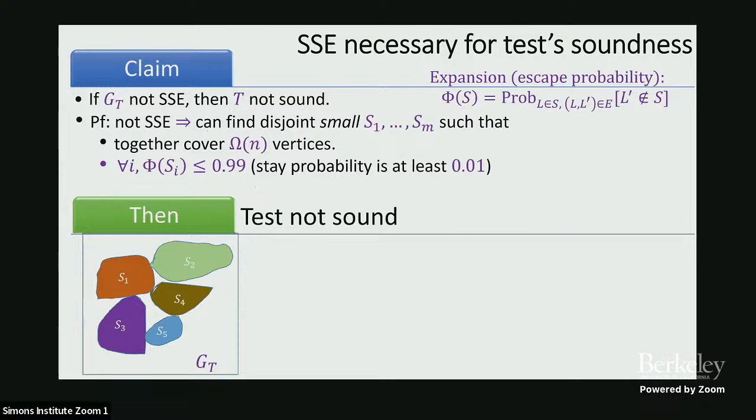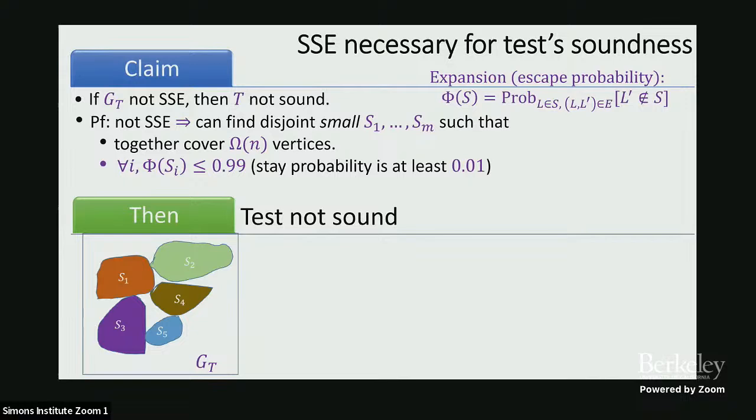So let's prove it. Suppose this graph G_T is not a small set expander. Therefore, it means that I can find some small set that has a lot of edges inside it. For most sensible tests, they have some symmetry groups. So once I have one set, I can find many sets. So let's say that I have a bunch of sets S1 to Sm that are disjoint, that together cover a large fraction of the vertices, and each one of them individually has expansion which is bounded away from 1.